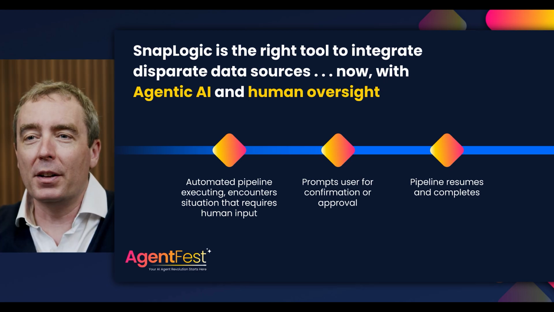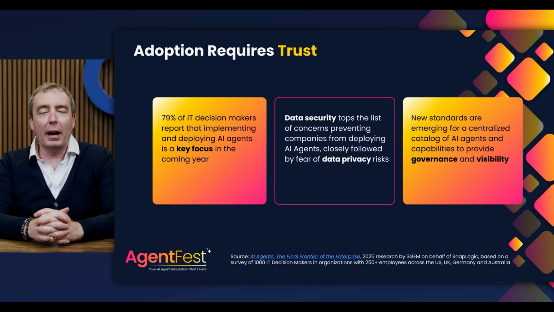And this is important because adopting AI requires us and our users to be able to trust AI. In a recent survey that we ran, 79% of IT decision makers told us that implementing and deploying AI agents is a key focus for them in the coming year. But data security tops the list of concerns that prevents them from doing that, closely followed by fear of data privacy. The good news is that new standards are emerging for centralized control of AI agents and capabilities in order to have governance and visibility over what they're doing.